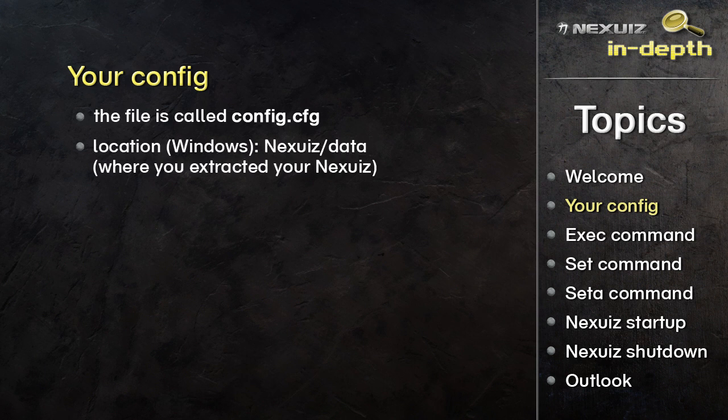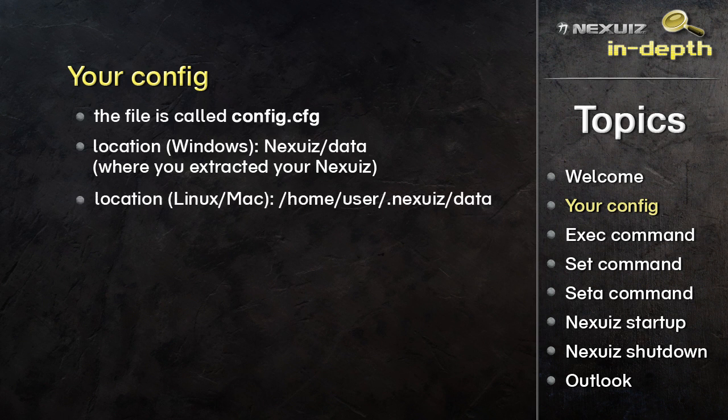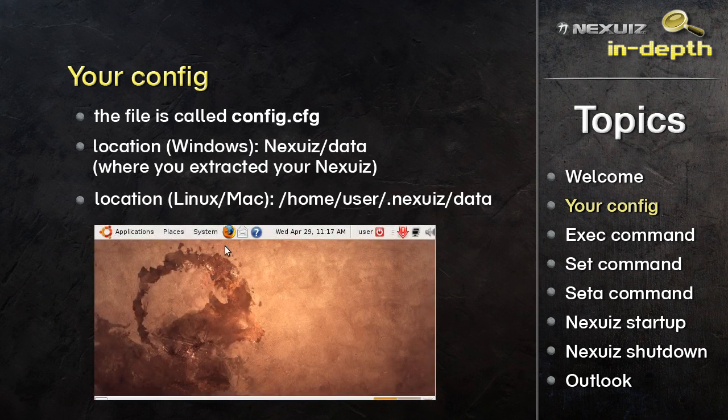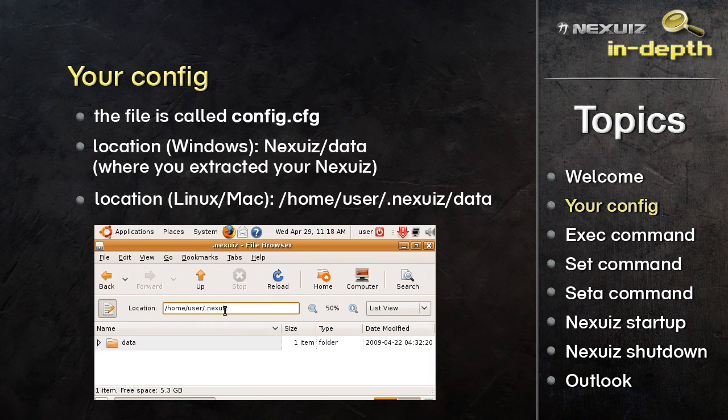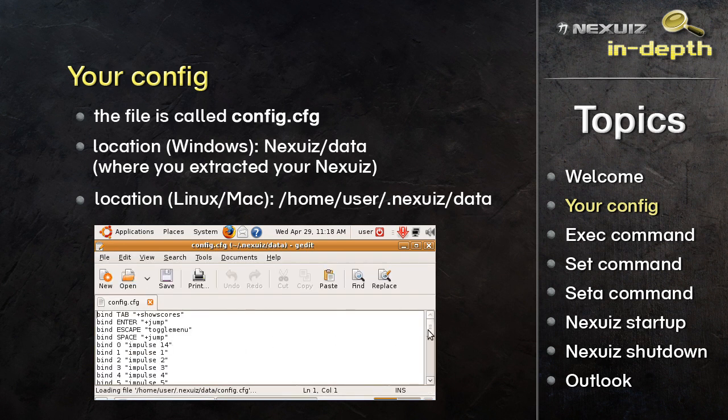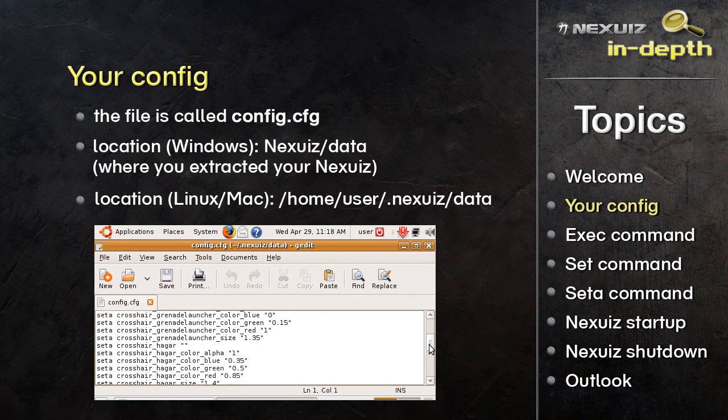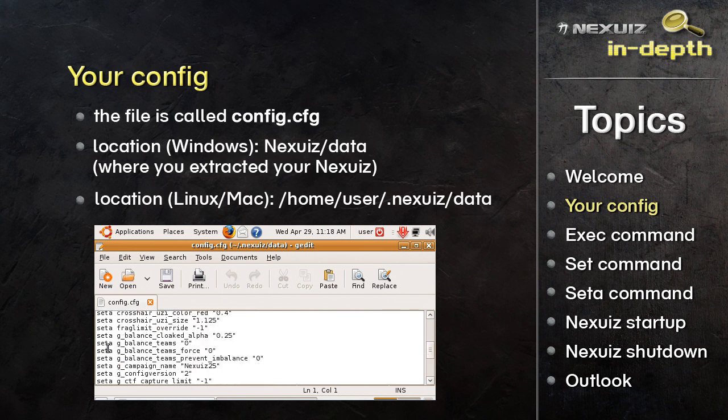On Windows, you will, by default, find it in your Nexuiz data folder at the location where you unpacked Nexuiz with your zip program. And on Linux or Mac, you have to navigate to your home folder, for example /home/your username, and then go into the hidden folder .nexuiz and then go into the data folder to see the config file. Once you open it with a text editor, you will see all your keybinds and manipulated variables are there, which were set using a weird set_a command, but I'll come to this one in a second.